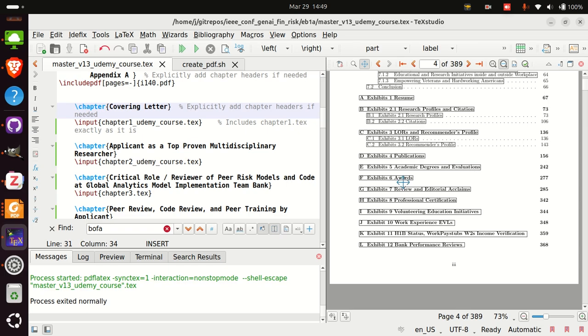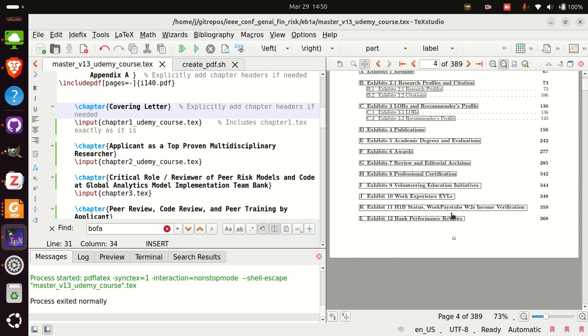You put in your awards, any best paper award or best reviewer award, or any kind of award that you have got. You talk about your review and editorial acclaims, the papers and certificates that you reviewed. You talk about your professional certification, any volunteering or anything that you did in your field. This could be judging or any volunteering. If you went and trained some older US people, or if you did something for the veterans, you can put it here. Then you have work experience EVL.